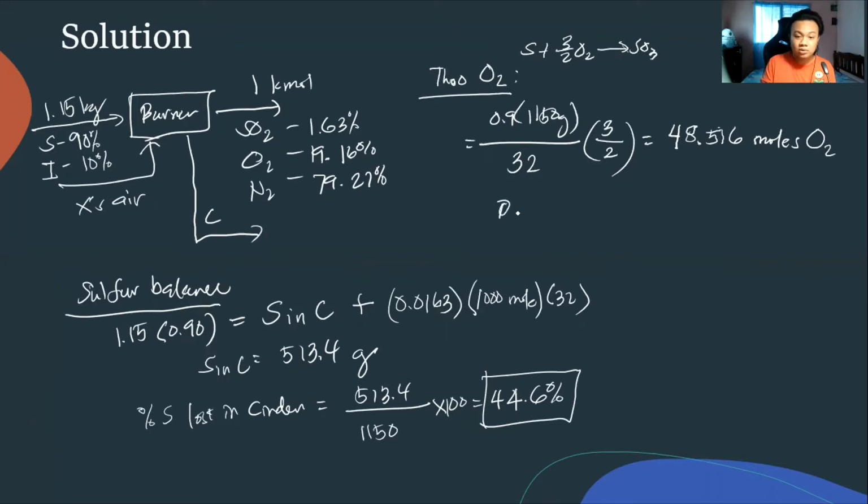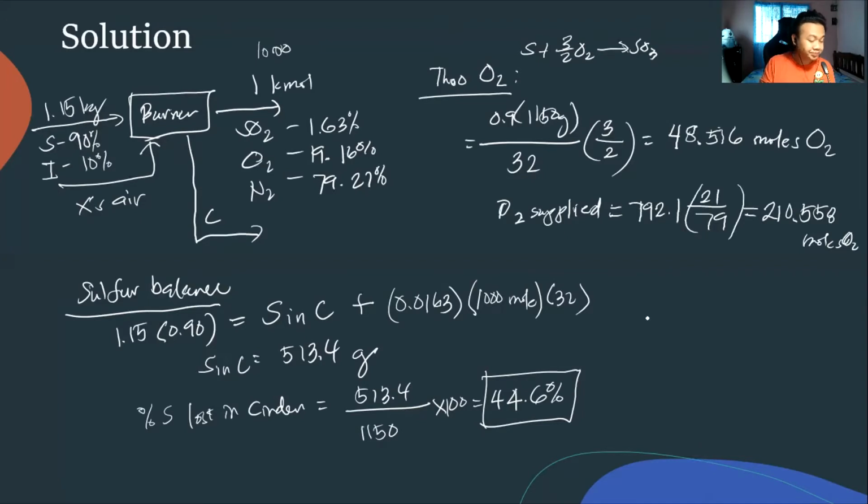So O2 supplied. So to get the O2 supplied, we just have to multiply this, 0.7921, diba? So just multiply it by 1,000 or 1 kilomole. So 792.1 times the appropriate ratio, and then you will get the O2 supplied, which is 210.558 moles O2.